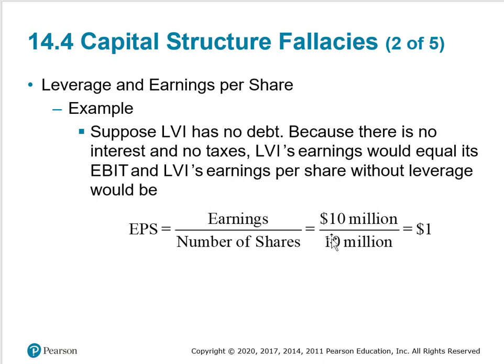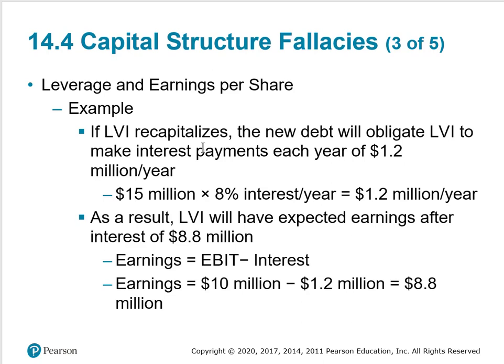What's the earnings per share? Currently, it's $1 per share. Again, there's no interest and no taxes, so it's $1 per share for this company that has no leverage. If they recapitalize with the new debt, they're going to have to make interest payments each year. 15 million is what they're borrowing at 8%. That's 1.2 million a year. So expected earnings change to 8.8 million rather than the 10 million.